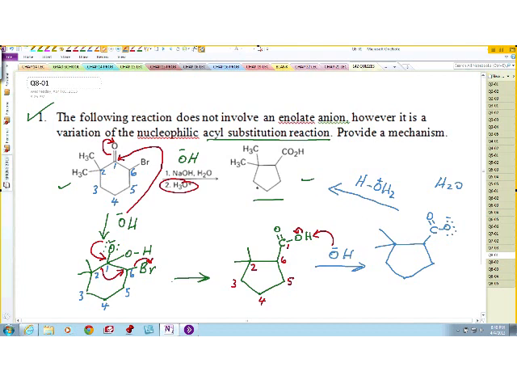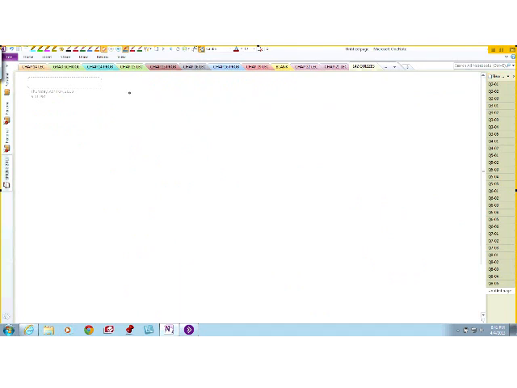Now, what we've done here is a reaction in which we have actually done what we call ring contraction. Note that what we started with, in this case, a 6-member cyclic molecule, and we ended up with a 5-member cyclic molecule. This is actually a form of a reaction that we call the Favorskii reaction.